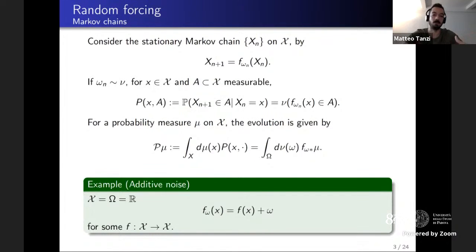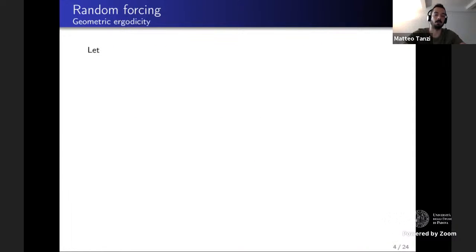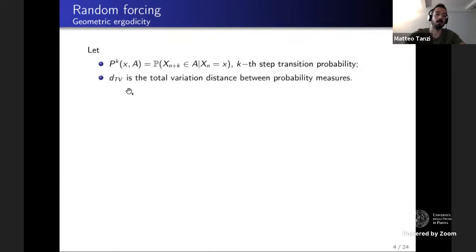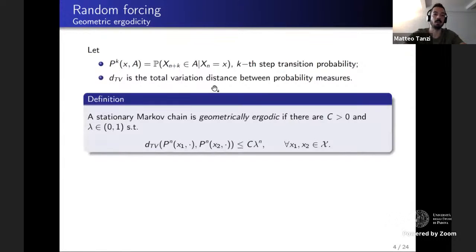The theory of these Markov chains is classical, and there are different directions one could go towards. The one I'm interested in is the study of geometric ergodicity of these Markov chains. So if we define the k-step transition probability as the probability of starting from x at time n and landing in A after k steps, not just one step, and if we denote by dTV the total variation distance between probability measures, then we say that the stationary Markov chain is geometrically ergodic if there are a constant c positive and lambda between 0 and 1 such that the nth transition probabilities starting in x1 and x2 become exponentially close in the total variation distance, no matter the x1 and x2 I'm starting from.